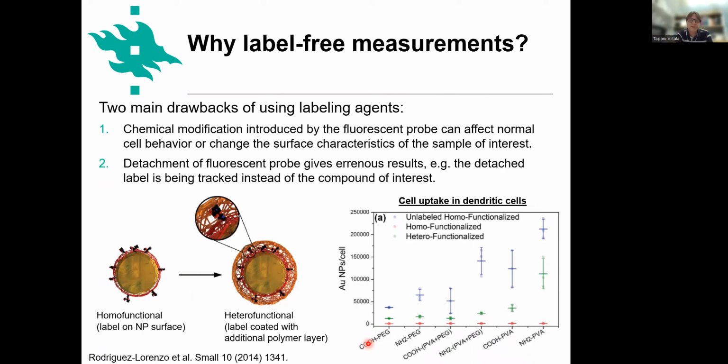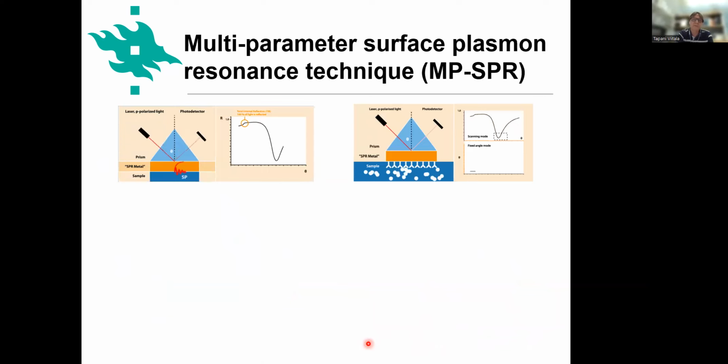And of course, we always have the question: are we actually detaching the fluorescent probe when we do measurements, or are we tracking our material or particle?